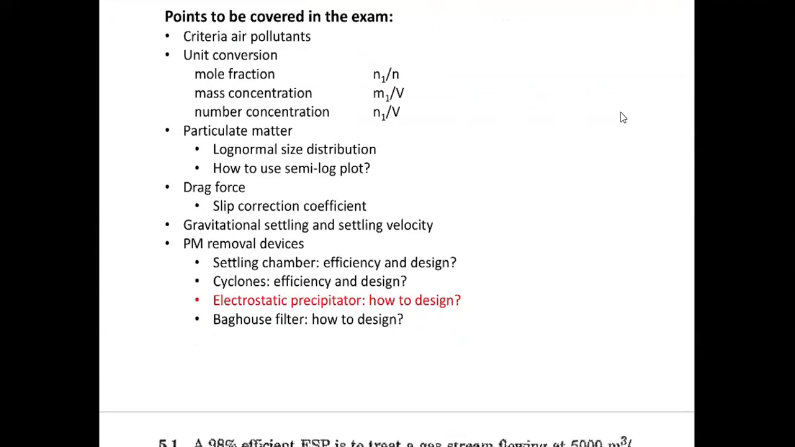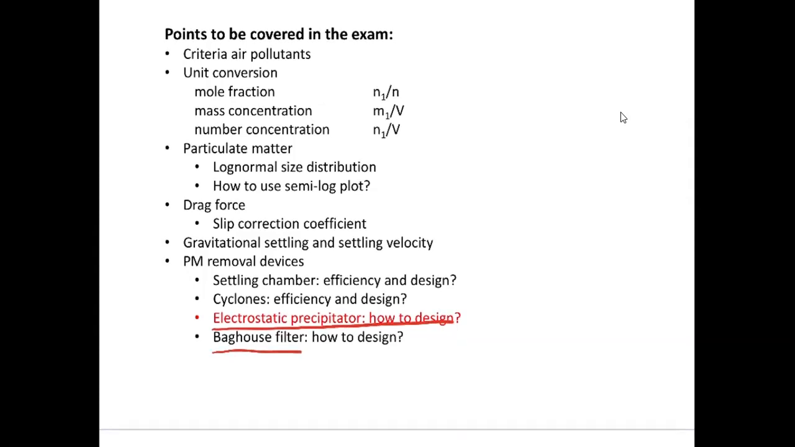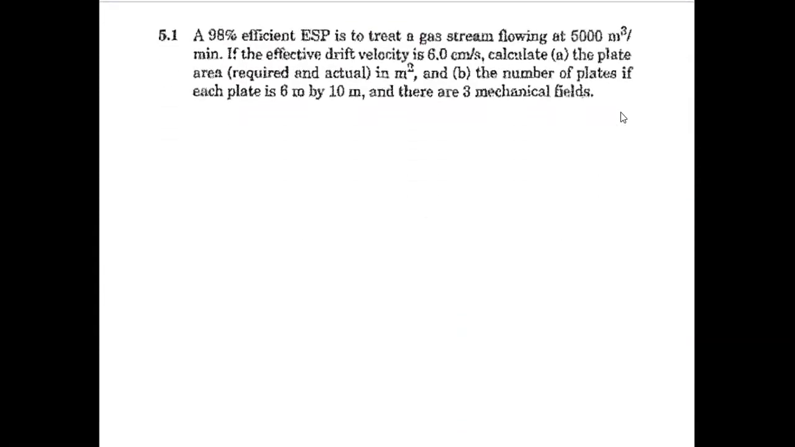Okay. So after the cyclones, we talk about the ESP. So for the ESP, I have to say that for the ESP and baghouse filter, it involves more practical designing, right? So for example, in this problem, this is, I think it's in your previous homework. So we're trying to design an ESP that has certain efficiency, okay? And then it also gives us a flow rate, the effective migration velocity, and then it wants us to calculate how many plates we're going to need, right? Maybe we can spend half a minute to look at this problem and think about the solutions.